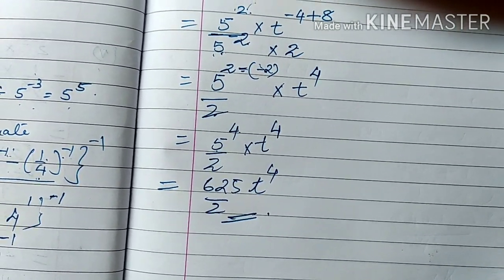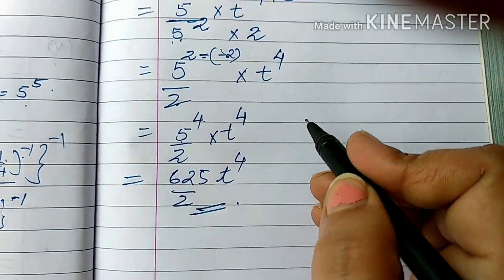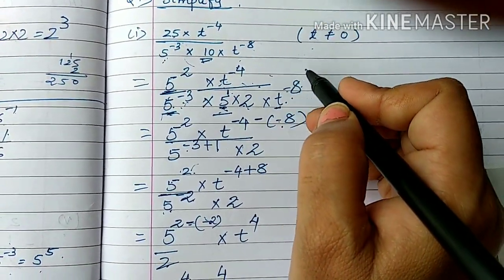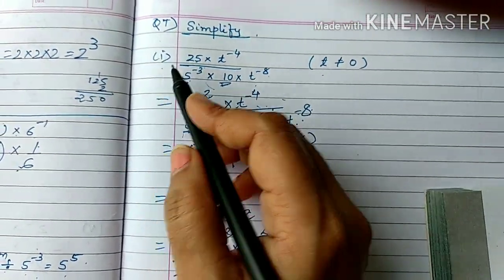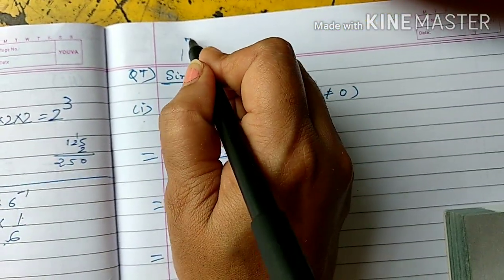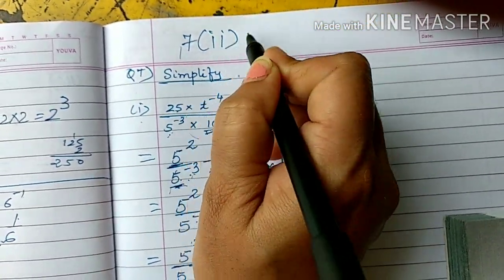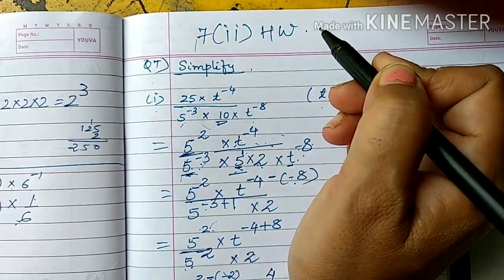Similarly, you can solve the next question, number 2. I am giving the 7th question, second part, as homework. I have done the 7th question first part, and I am giving you the second part as homework. Try it out. It is the same method.